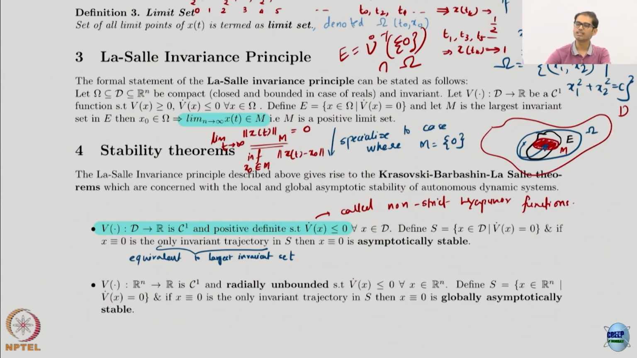Notice all these results, LaSalle invariance, Barbashin, Krasovsky, LaSalle, are only for time invariant systems or autonomous systems. For time varying systems, the results are significantly more complicated, not easy to apply, because the notions of limit points and limit sets itself becomes very messy. All right, so these are the stability versions of the theorems.